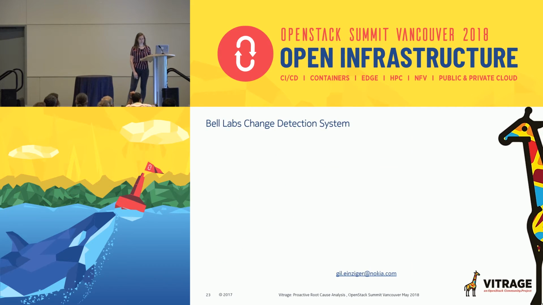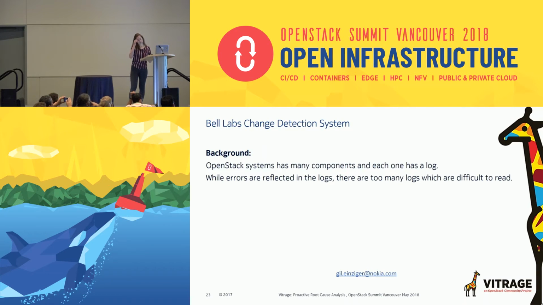The next plan for the future is the Bell Labs algorithm for change detection. As I said before, this algorithm was developed by Bell Labs in Nokia, by Dr. Gil Eisinger, who couldn't be here, and this is his email. So if you are interested in it, you can approach him directly. I'll describe the algorithm.